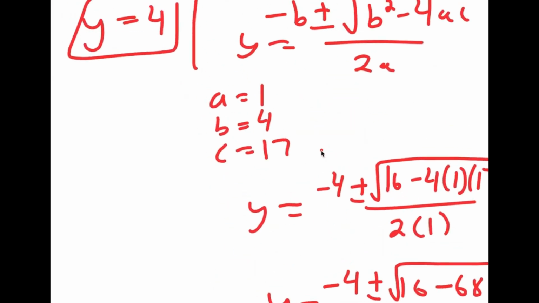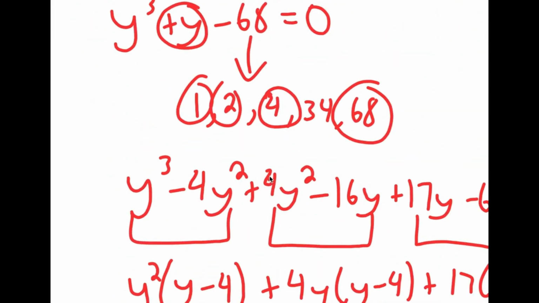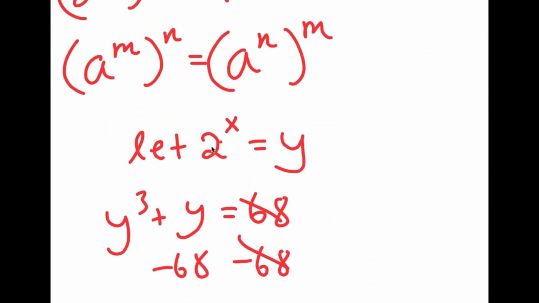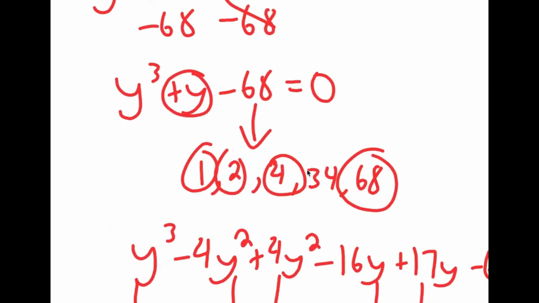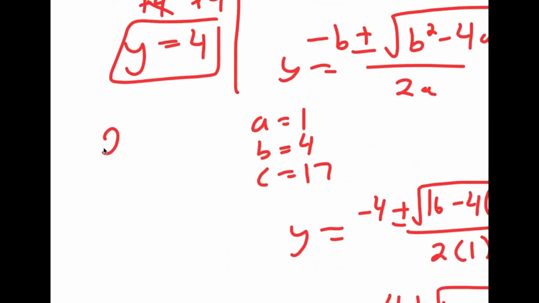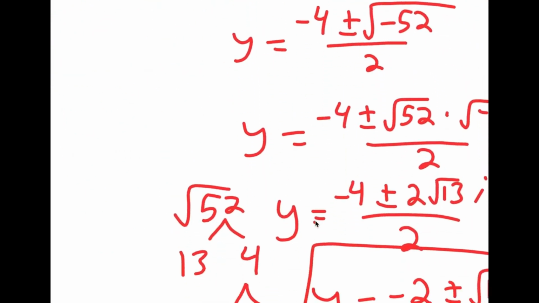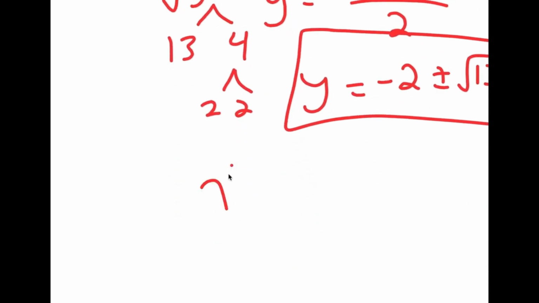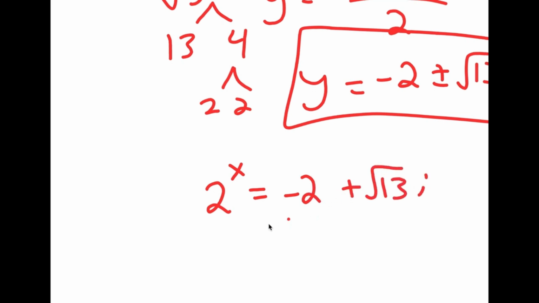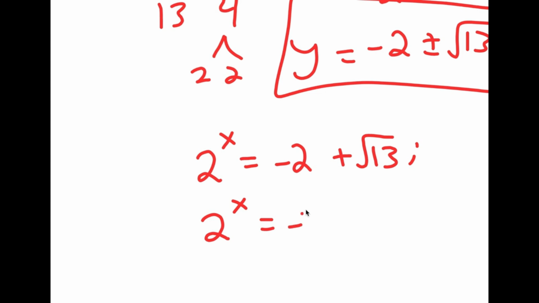So now that we know these values of y, remember how we let 2 to the power of x equal to y, meaning I get 2 to the power of x equals 4, and this is obvious, x equals 2, so that's one solution of x. And I also get 2 to the power of x is equal to negative 2 plus the square root of 13 i, and 2 to the power of x is equal to negative 2 minus the square root of 13 i.